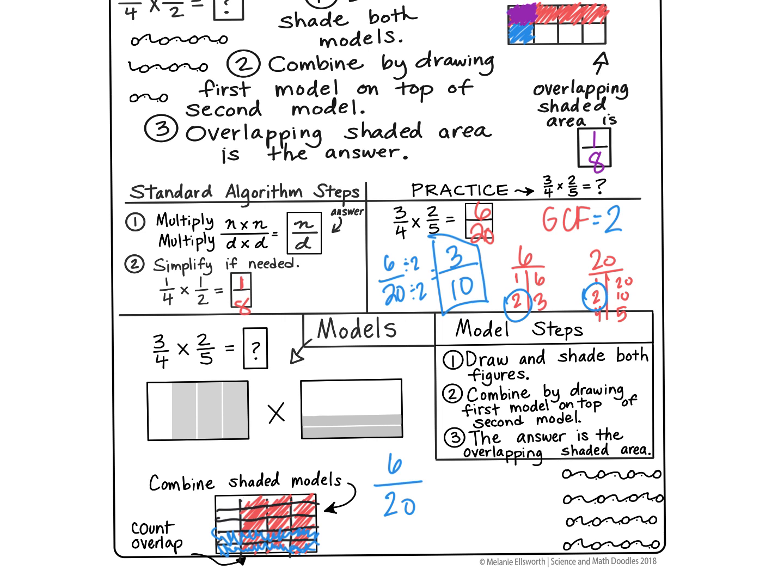Now, do I still simplify even though I'm using models? Yes, I do. So we just did that up here. I don't need to go through all those steps again. It's the same numbers, but it should be simplified to 3/10.